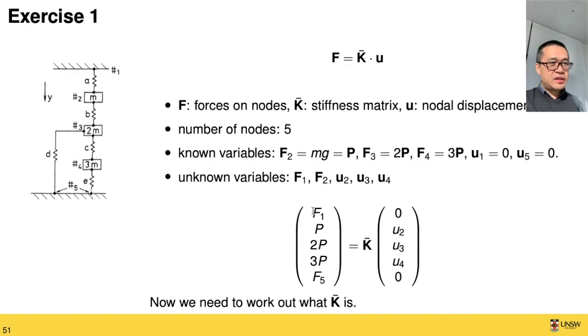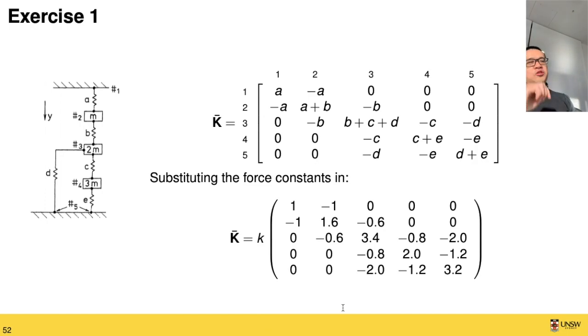And the forces are linked to the nodal displacement by the stiffness matrix K bar. So we need to work out what this K bar is. Now, the trick to write down this K bar is to first write down this 5 by 5 block of the matrix.